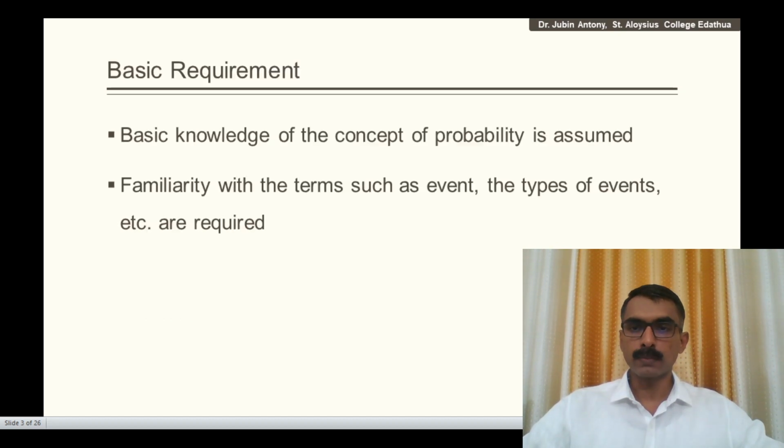The basic requirement for this class is a basic understanding of the concept of probability. Familiarity with terms such as events, the types of events, etc. are required.